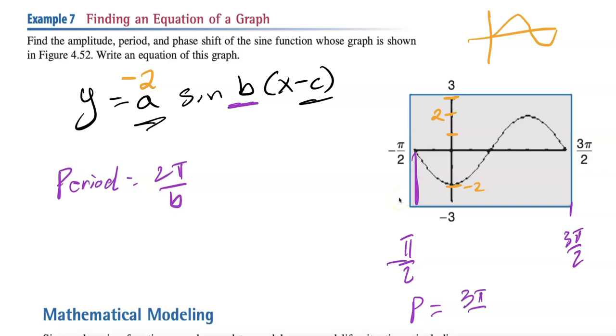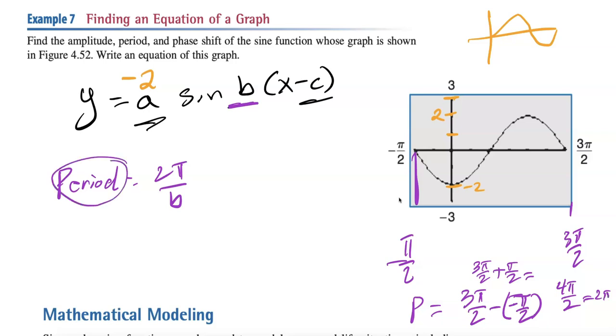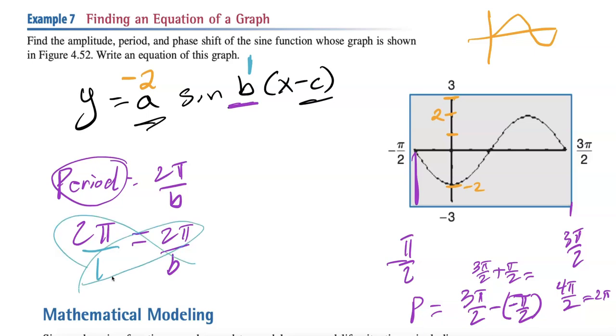So 3 pi over 2 minus negative pi over 2. It's very important: two negatives make a positive, so we get 3 pi over 2 plus pi over 2. So I just get 4 pi over 2, also known as 2 pi. So my period is 2 pi. Now all I've got to do here is solve the problem. This one's easy enough. You can just look at it and go, wait, those are equal. b equals 1. Done. If you didn't, you can always cross multiply and get 2 pi b equals 2 pi, and then divide by 2 pi, and you get b equals 1. That's how you normally would solve it. In this case, b was 1, so it made it really easy.